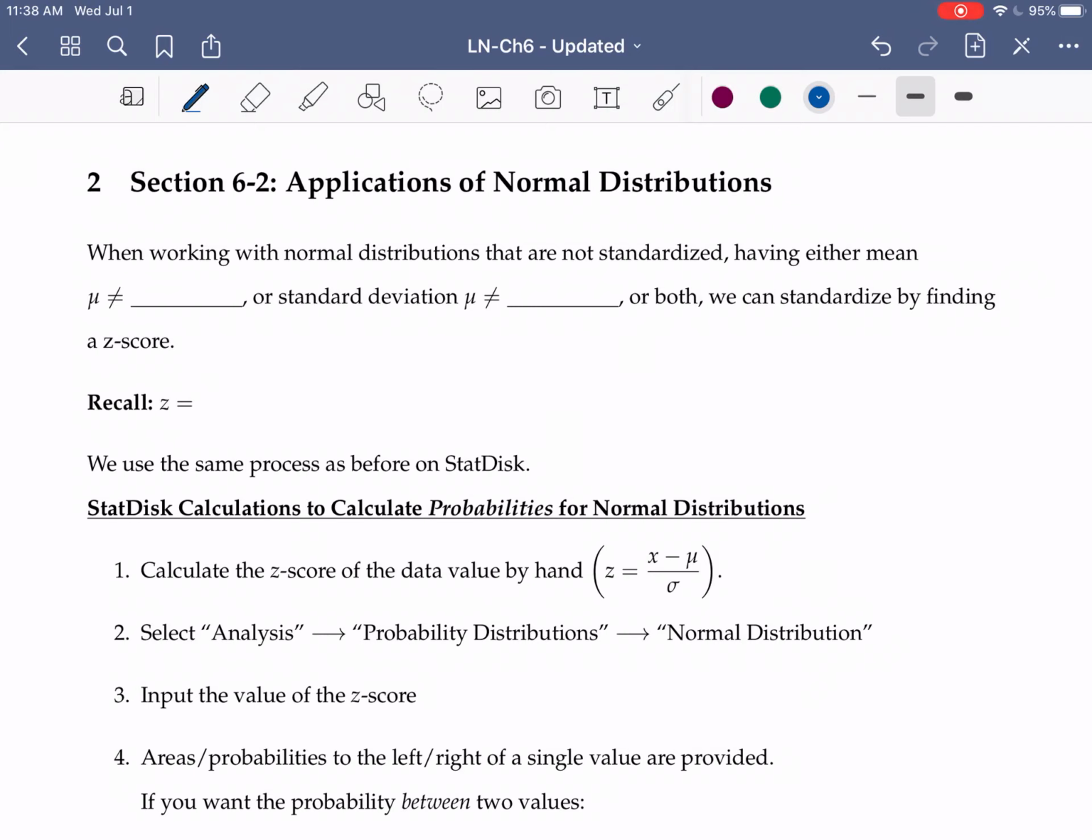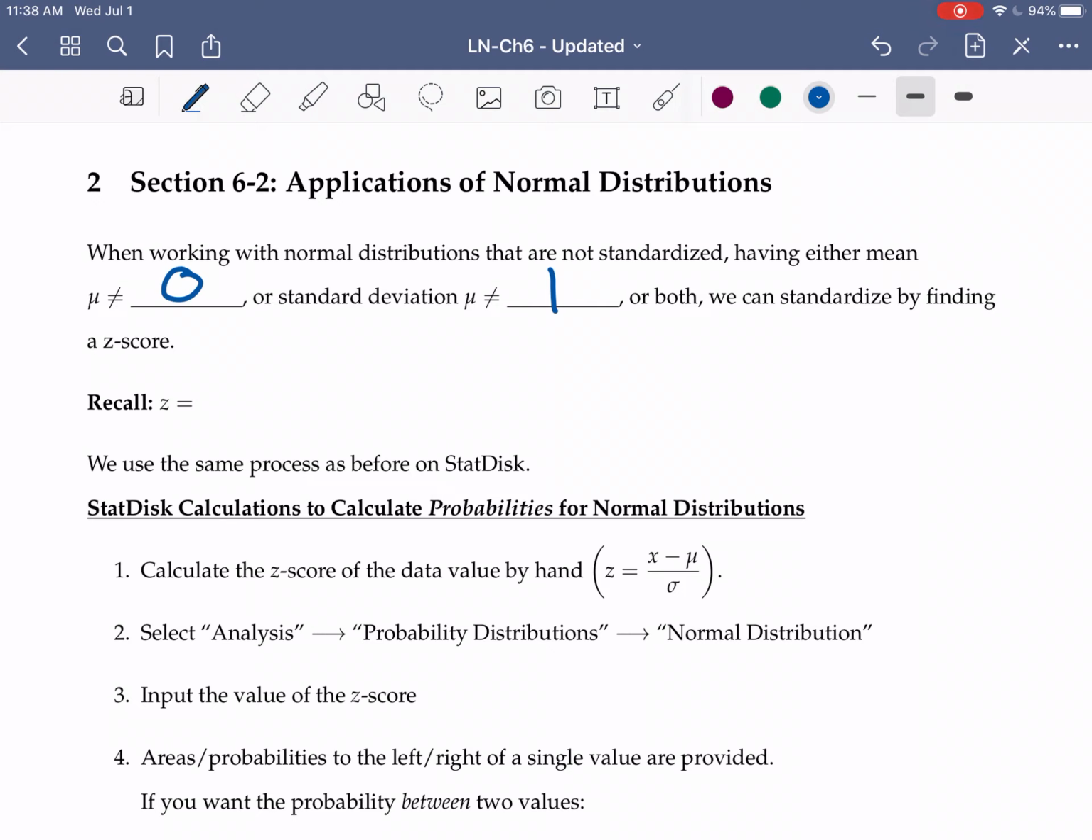In this video, we're going to take a look at applications of normal distributions. In particular, we're going to look at working with normal distributions that have not been standardized, so they have a mean that is not 0, or a standard deviation that is not 1, or both. And when we do these things, we can standardize these normal distributions by finding a z-score.